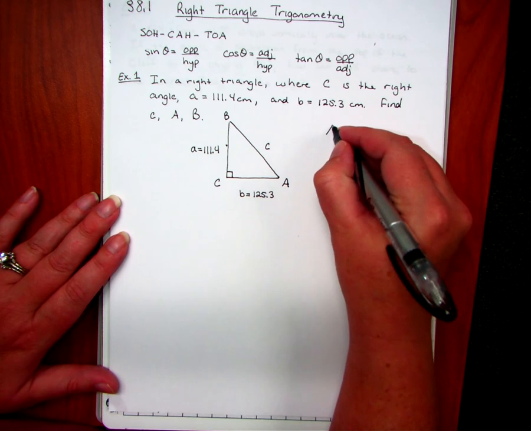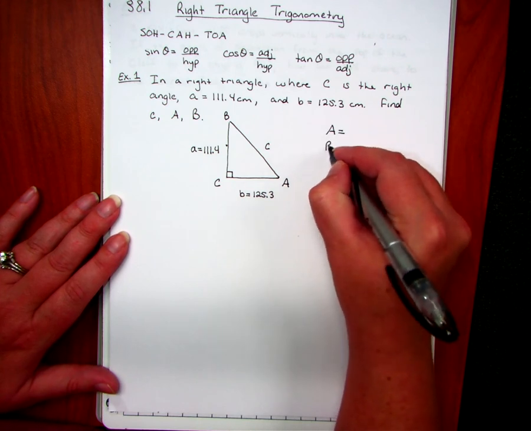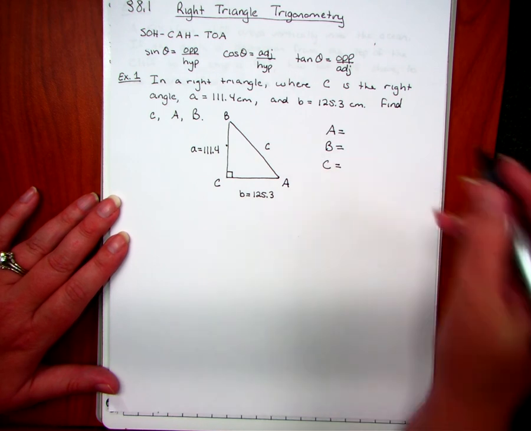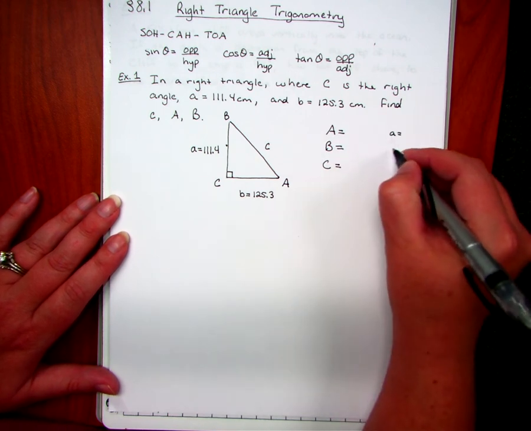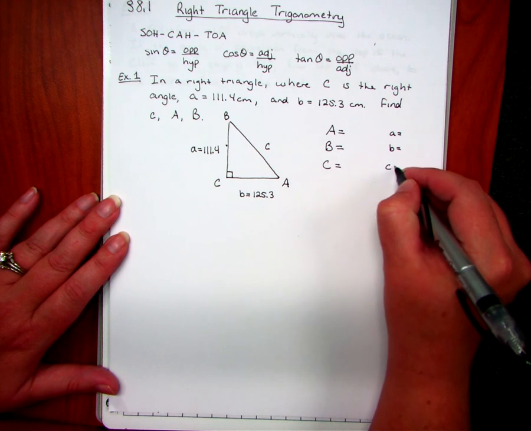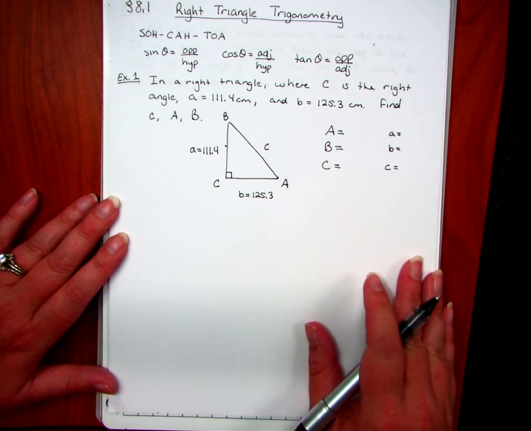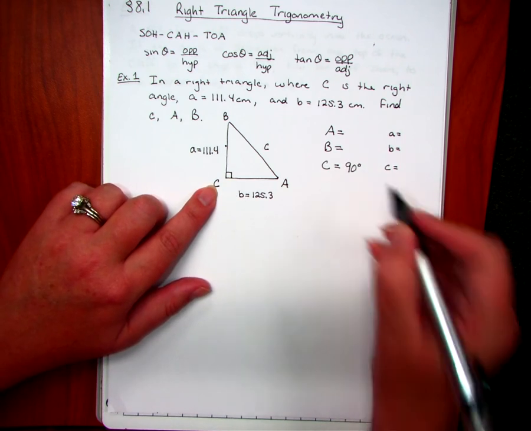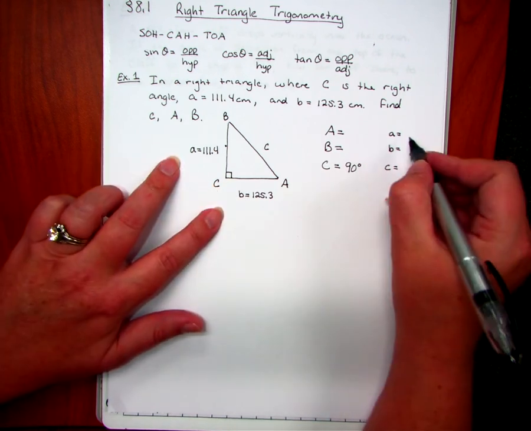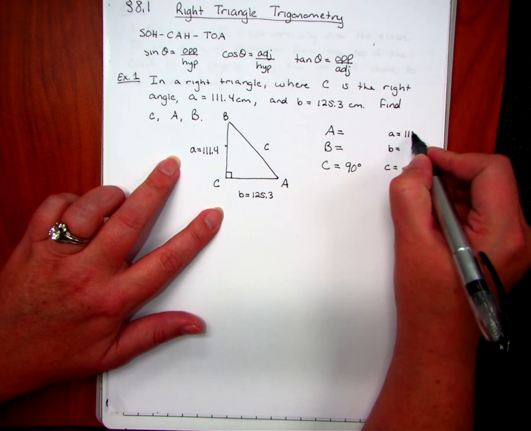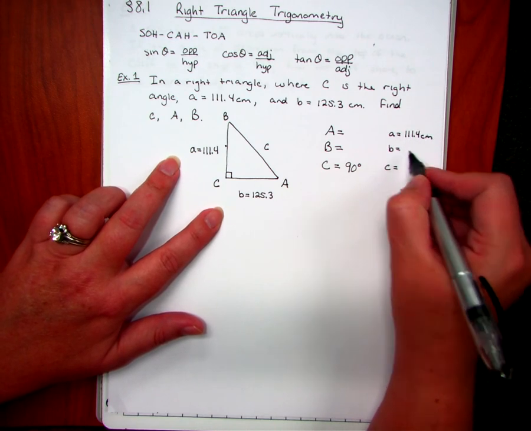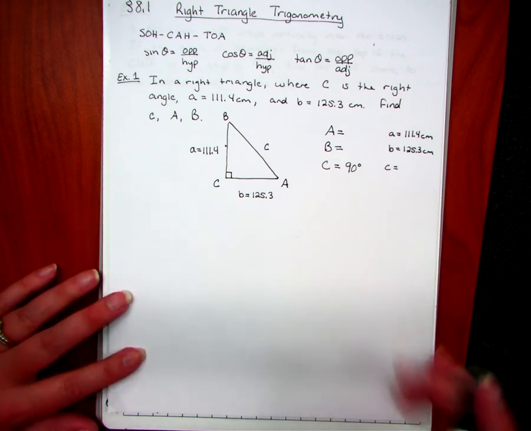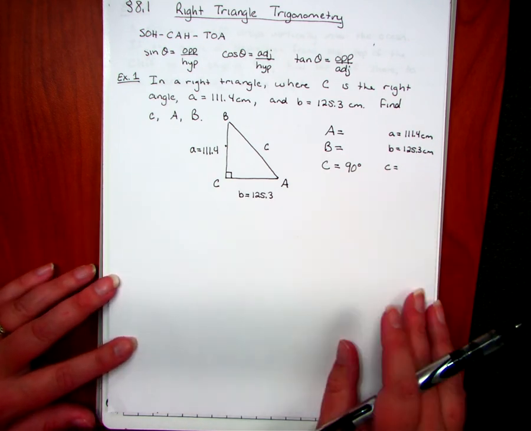So when we solve a right triangle, we're looking for all three angles and all three sides. So I'm just going to start a legend up here for angle A, angle B, angle C, and I'll fill them out as we figure them out. And then little a, little b, little c. Okay. So we have one angle that was given. That's angle C, we know to be 90 degrees. And two sides were given. So I'm going to go ahead and fill those out on my legend. Right. So we need to find angle A, angle B, and side C.